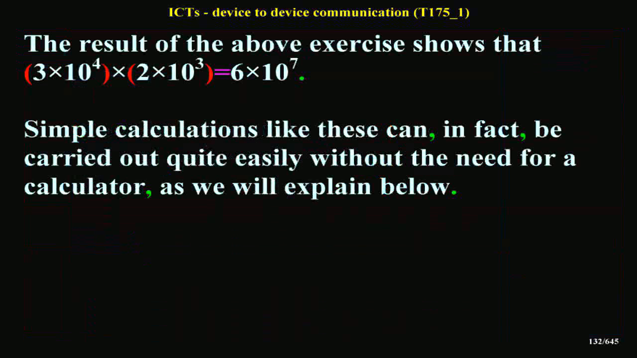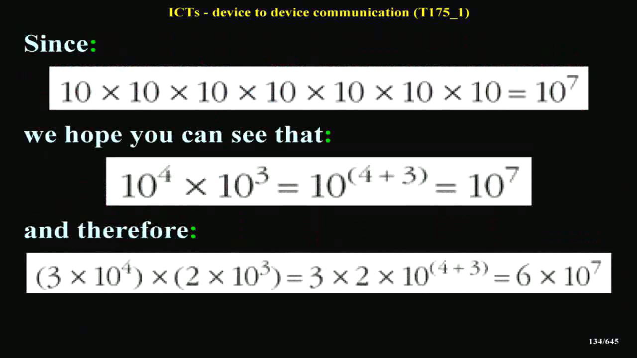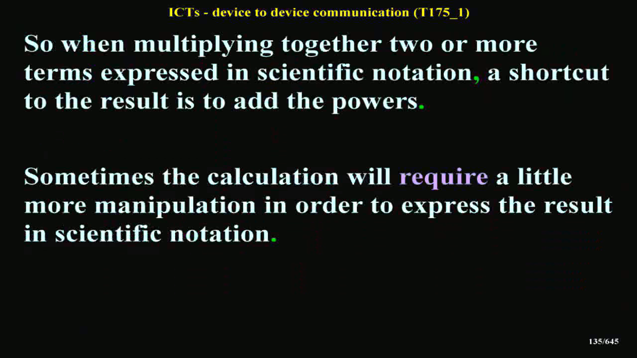Simple calculations like these can, in fact, be carried out quite easily without the need for a calculator, as we will explain below. In calculations where terms are multiplied, the order of the terms isn't important and will not affect the result, so writing this in full would give the same answer. We hope you can see that, and therefore, when multiplying together two or more terms expressed in scientific notation, a shortcut to the result is to add the powers. Sometimes the calculation will require a little more manipulation in order to express the result in scientific notation.